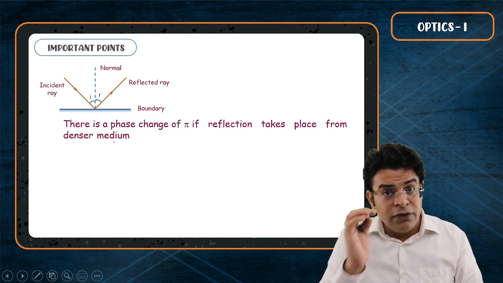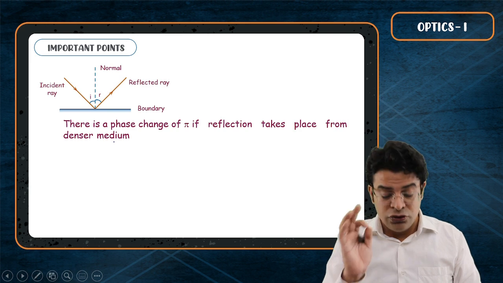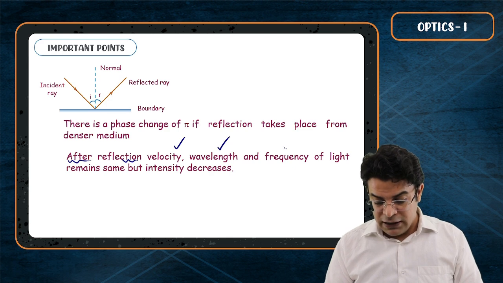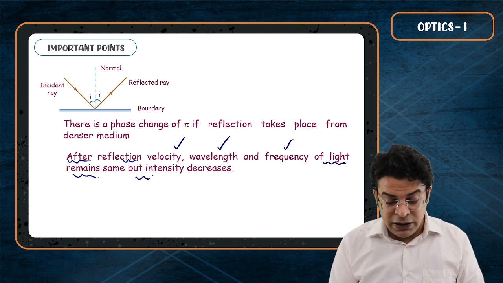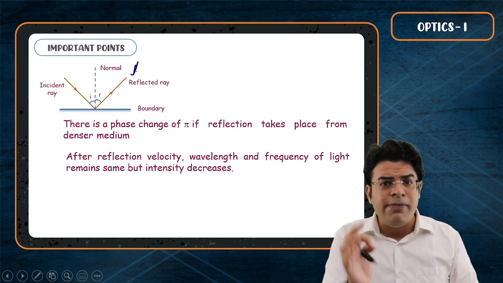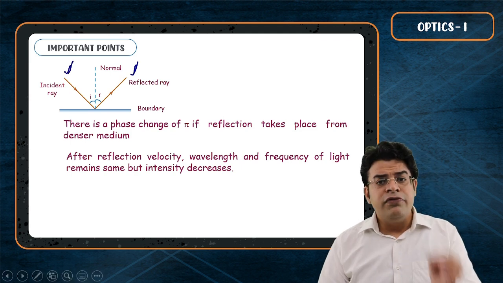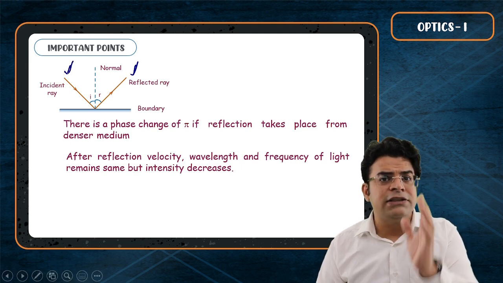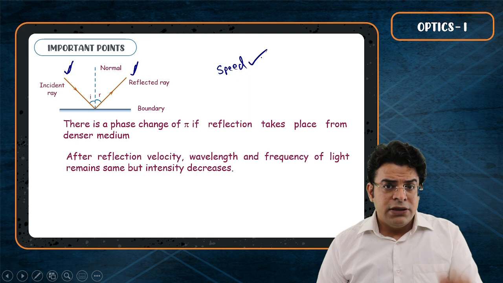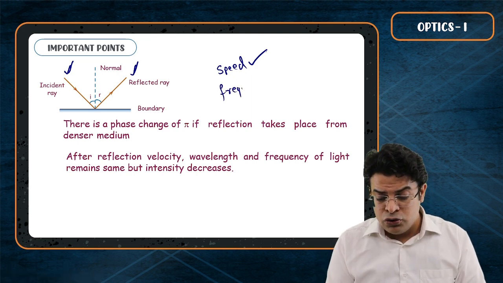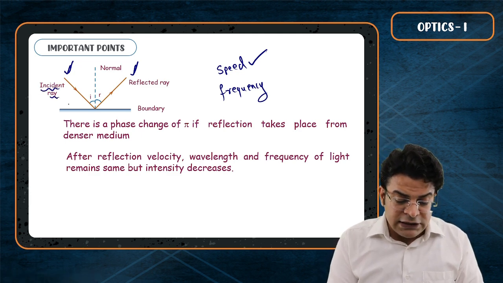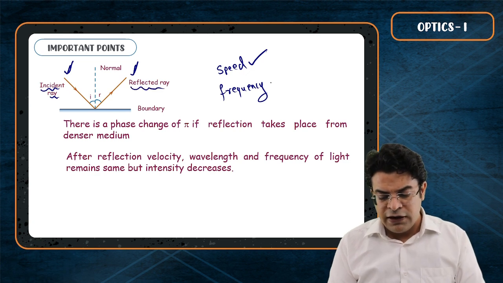The next point, again we have done this in waves and it's important, you should know this. The next statement goes like, after reflection, the velocity, wavelength and frequency of the light remain the same but the intensity decreases. We know that the reflected ray is in the same medium as the incident wave. If the reflected ray and incident ray are in the same medium, they need to have the same speed. Since the frequency depends upon the source and not at all on the medium, whatever is the frequency of the incident ray, the same will be the frequency of the reflected ray.